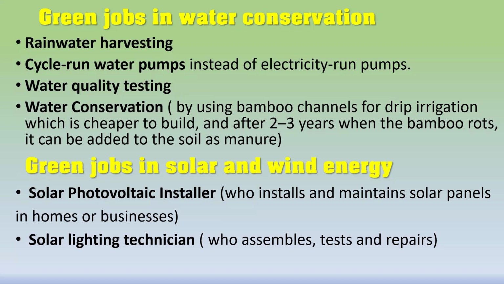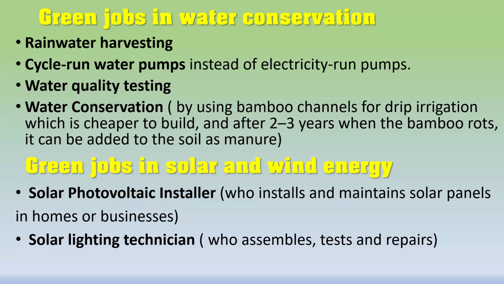Okay? Like here they had given an example. I thought it's interesting, so I've included it. By using bamboo channels for drip irrigation. We all understand what drip irrigation is. So we will use bamboo channels, which are cheaper to build and they are biodegradable. So bamboo roots can be easily added to the soil as manure when they decay after 2-3 years. Okay? So that is one way we can go for it.